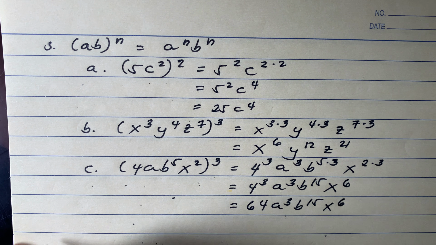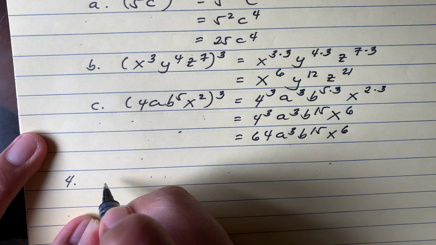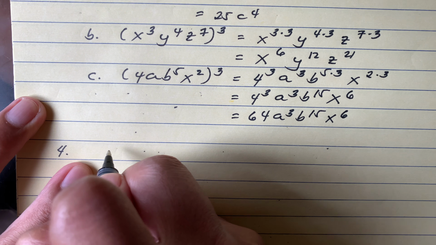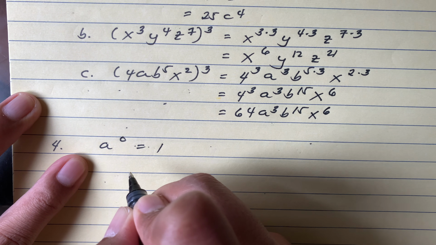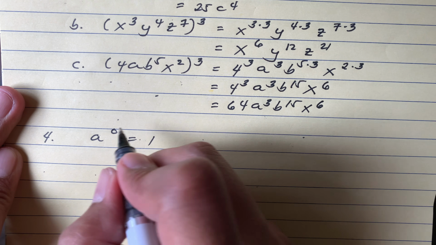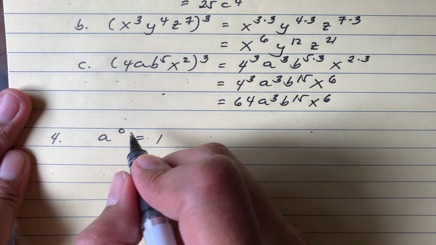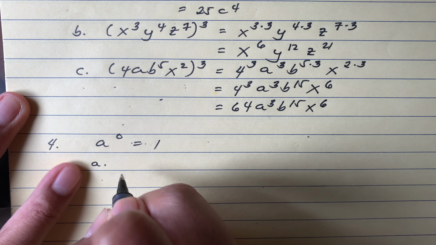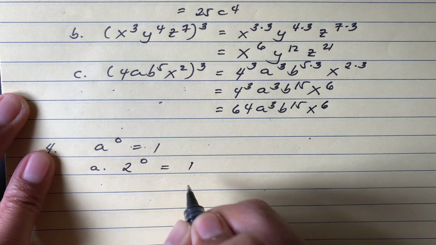Then let's have the next law of exponent. Let's say we have the zero exponent. So let's say we have a raised to 0. The answer should always be equal to 1. Always remember that. Whenever a variable or any constant is raised to the power of 0, the answer is always equivalent to 1. Example, let's say we have 2 raised to 0, that is equal to 1.